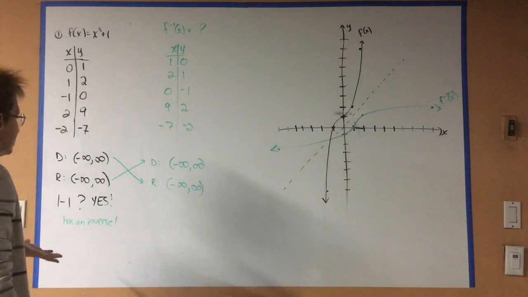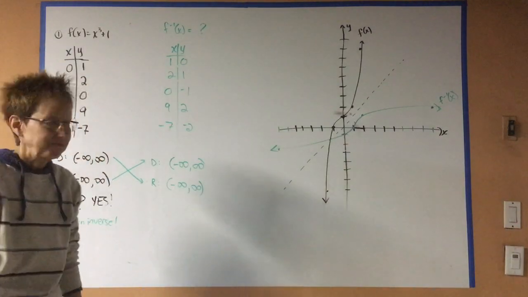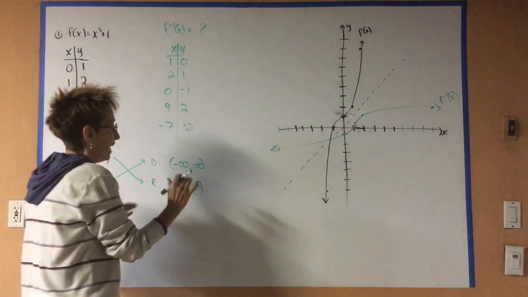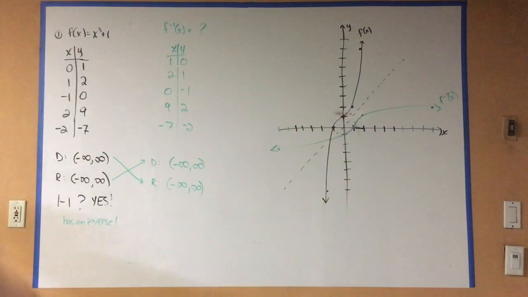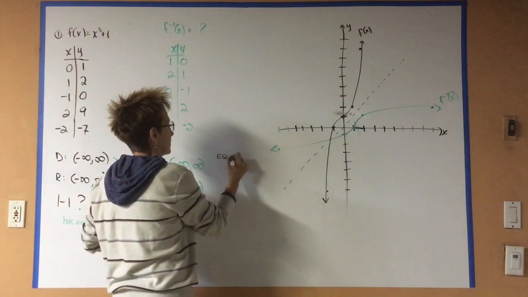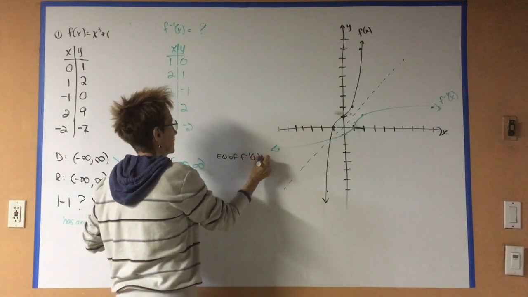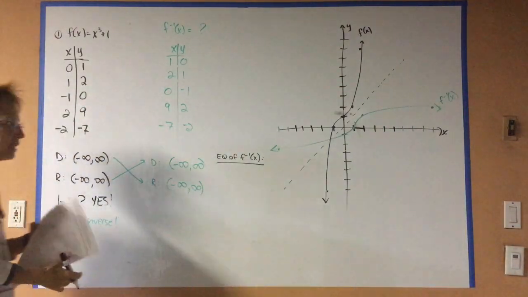The only thing left to this problem is, what's the equation of f inverse? I've got everything else answered. I just haven't figured out the equation of the inverse function. So how do you figure out the equation of an inverse function? That's what I've got to think about. Well, here's where I'm going to look at those two steps at the very top.